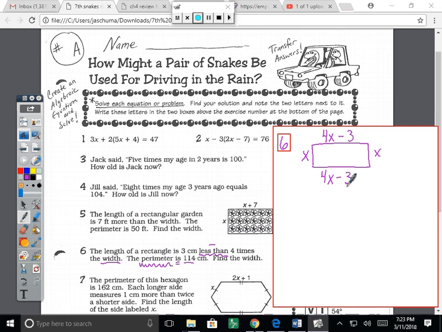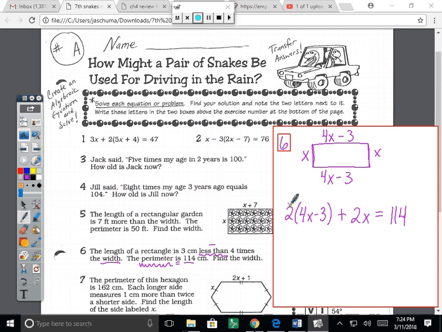I think I'm ready to find my perimeter. So I have 2 groups of 4x minus 3. So I'm going to show 2 times the quantity of 4x minus 3. And remember, I can't forget to add those widths on. So I'm also going to add 2 times x, or 2x's. I need an equation. I'm trying to write algebraic equations after all. So I'll go back and notice it said this perimeter that I'm working on is or equals 114.